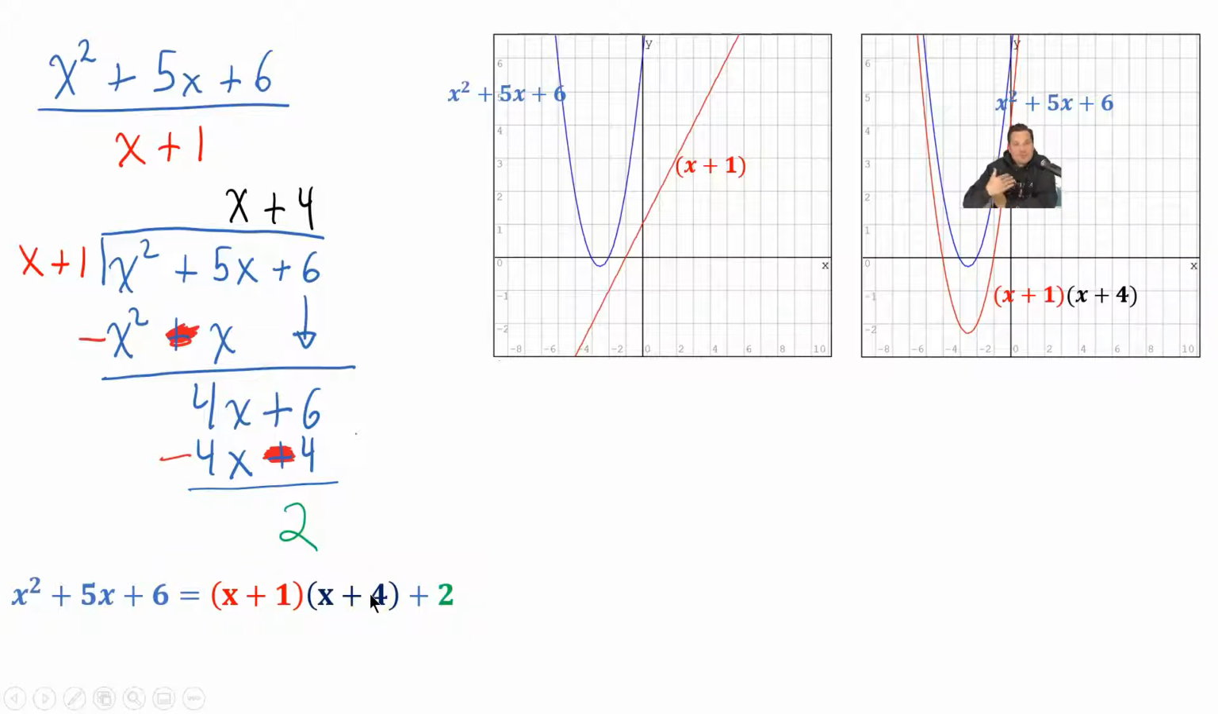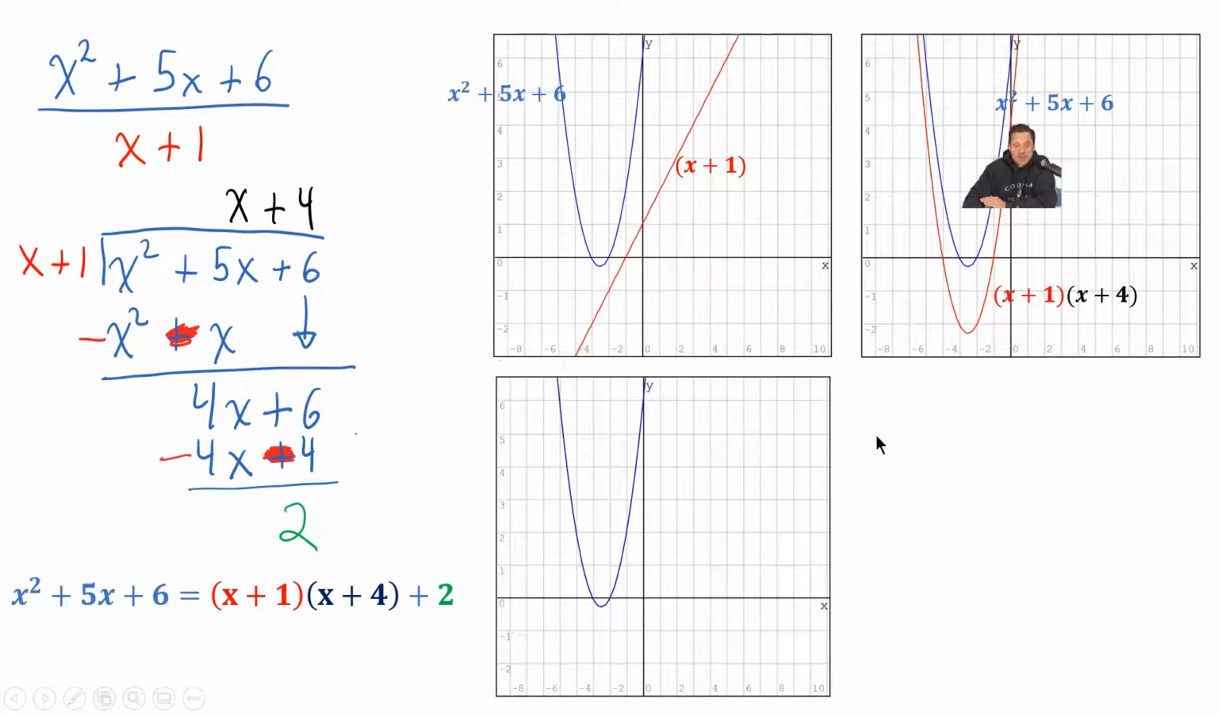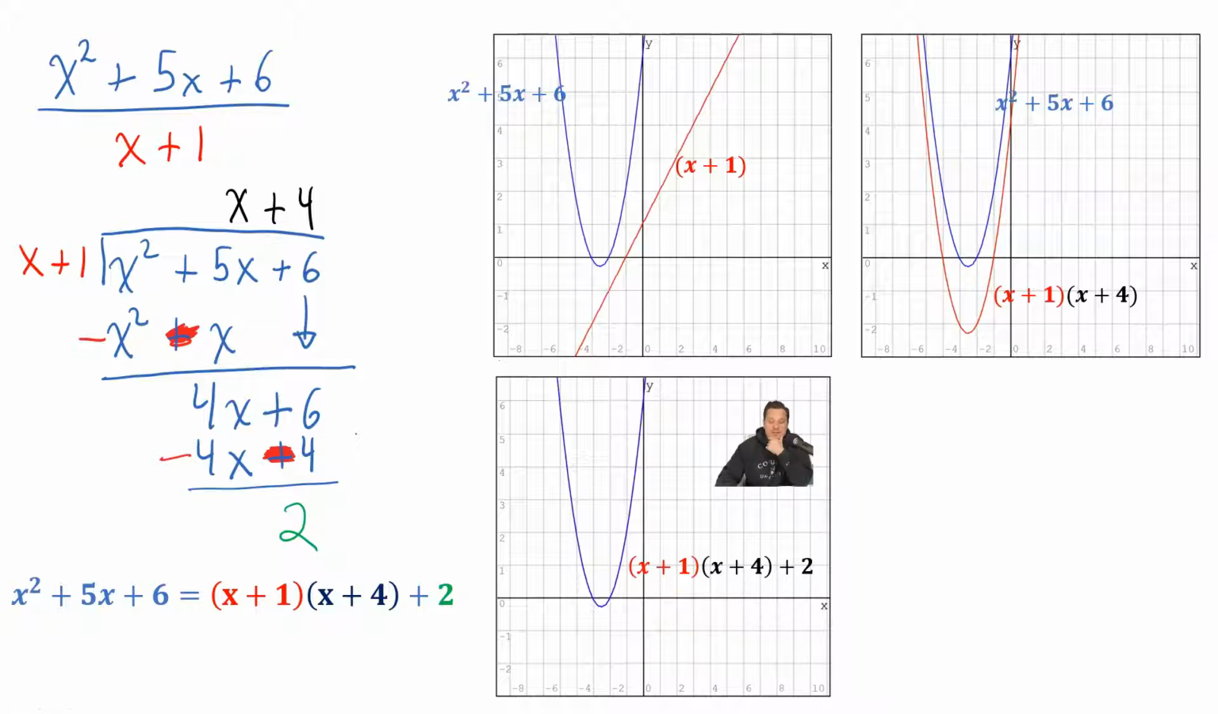But those two pieces alone are not enough to give back the original x squared plus 5x plus 6. So that means we have to complete the process. We need to add one more piece, which is the remainder. Let's look at that in that step. So I'm going to have just a single blue graph on the bottom. And the reason for the single blue graph is the following: now if you take x plus 1 and you multiply by x plus 4 and you add that to the remainder, that's the same as just having x squared plus 5x plus 6. You cannot tell them apart anymore.